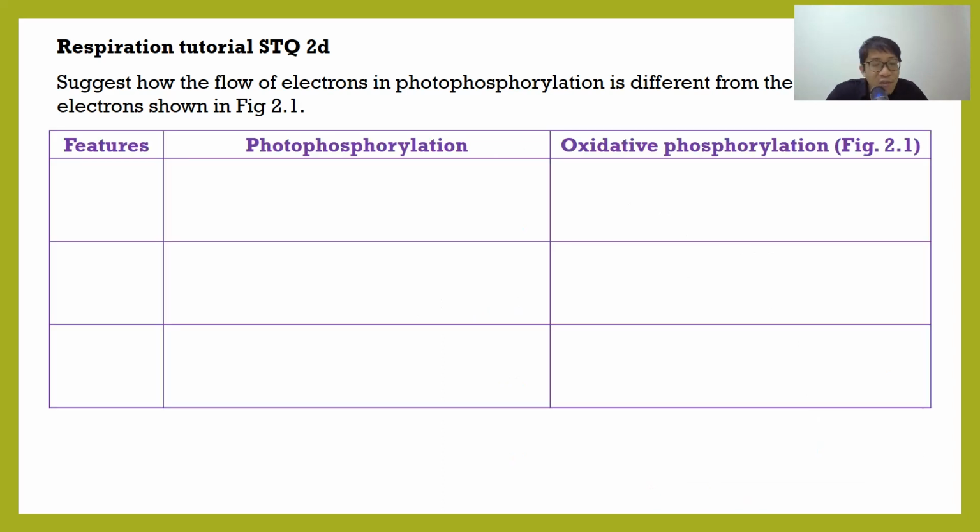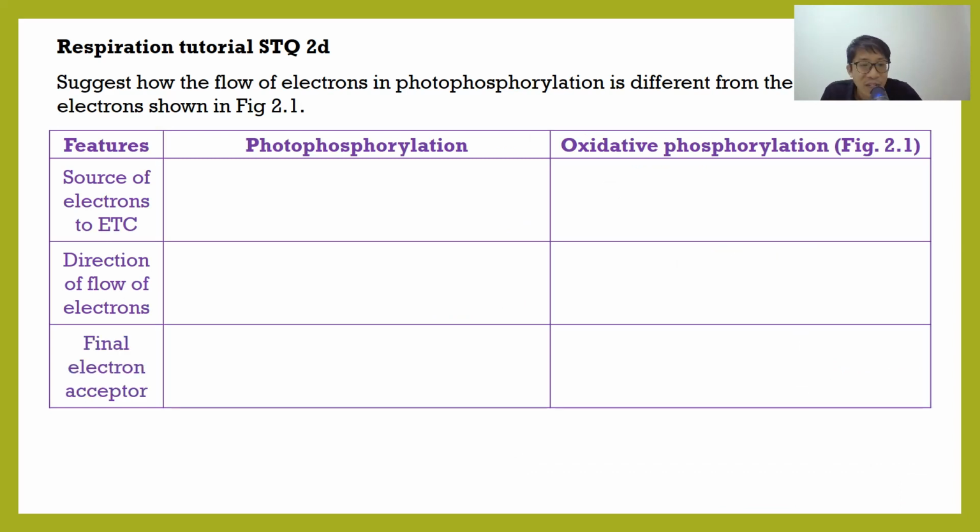Right, so we can look at the source of electrons, which is part of the flow, where the electrons come from. So this one difference is possible. Another difference we can look at, of course, is the direction of flow of the electrons, as well as the end of the flow, the final electron acceptor. So these are some of the relevant differences that we can look at.